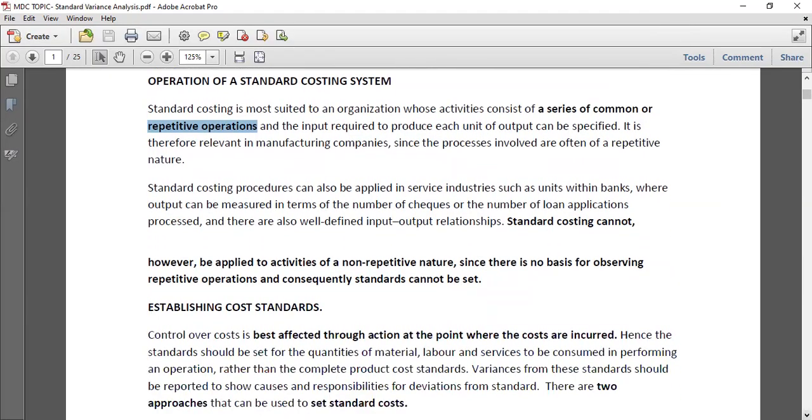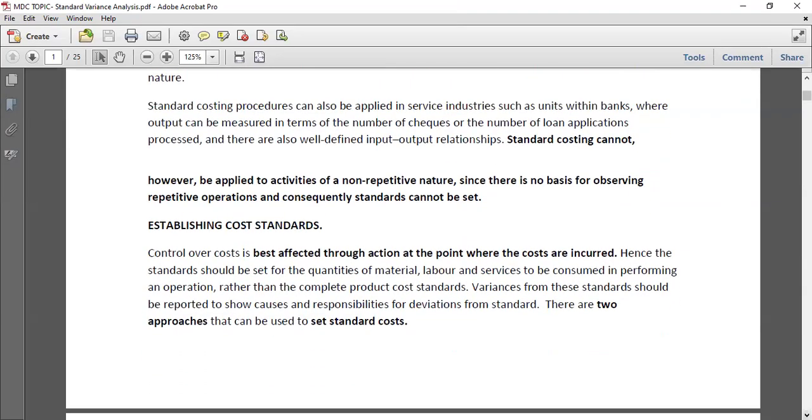Yeah, so how do we establish standards? How do we establish standards? How do we come up and say, for us to produce a 5 kg cake, it takes us maybe 3 kilograms of wheat and maybe 2 kgs or 2 spoons of sugar, whatever it is? How do we come up with such standards? Now, ours is to know that we have 2 approaches, like earlier indicated.